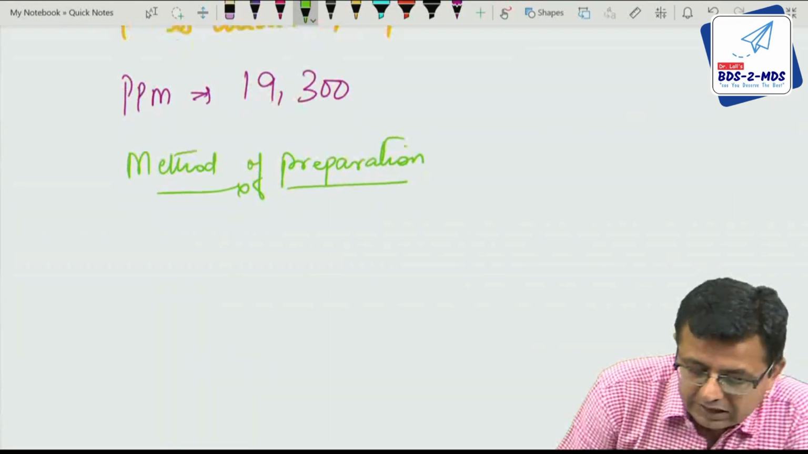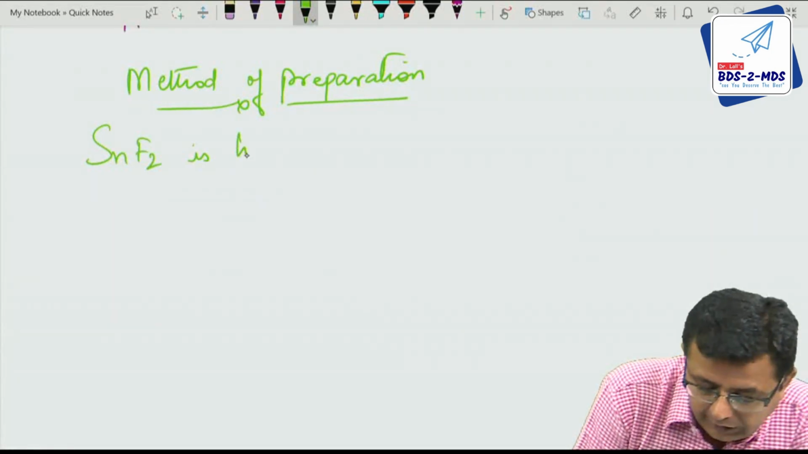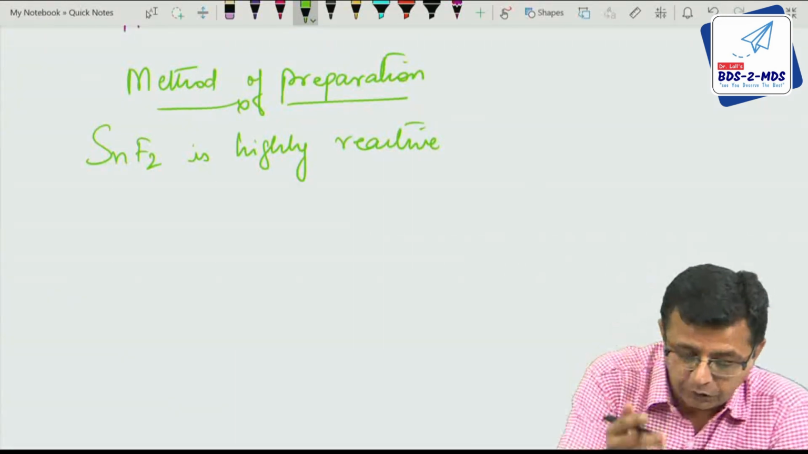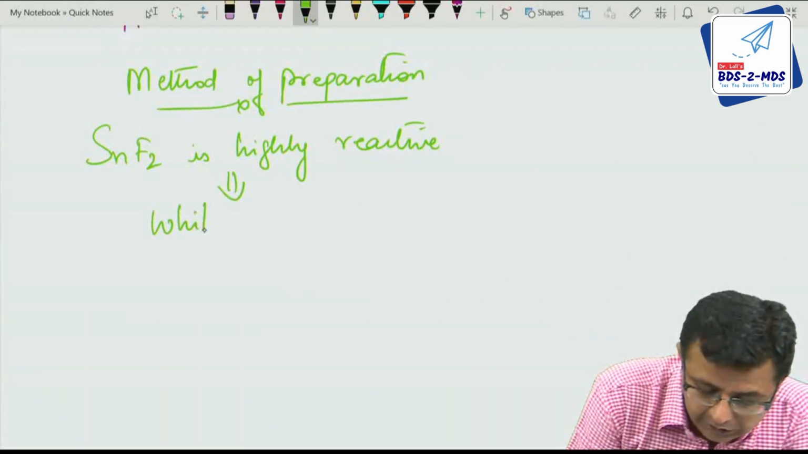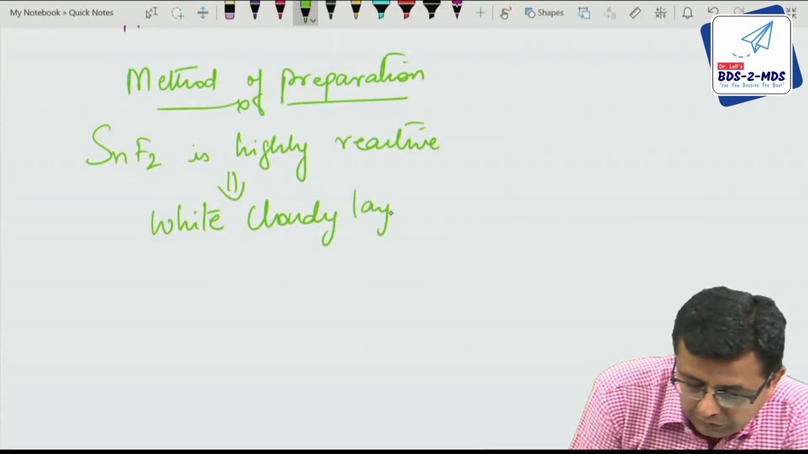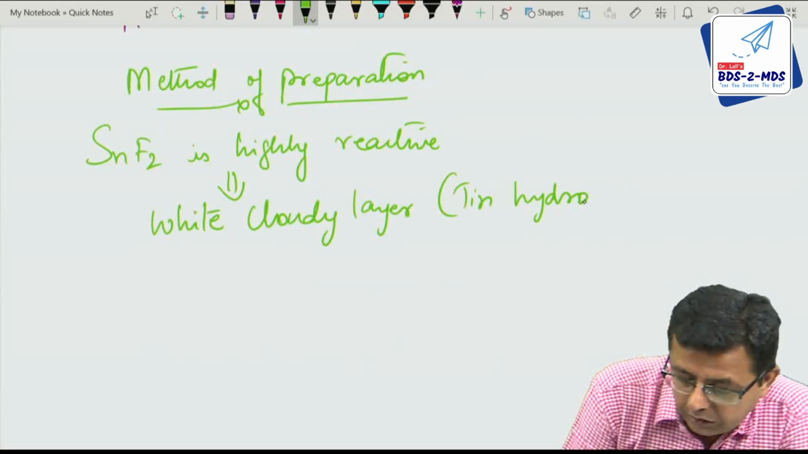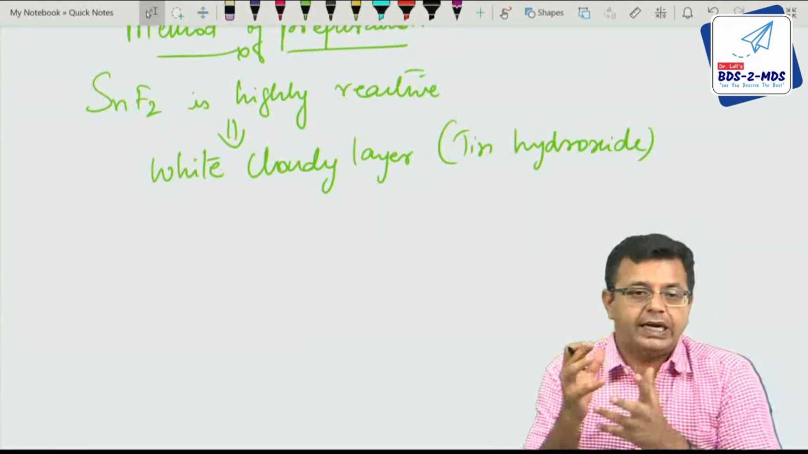Please remember, stannous fluoride is highly reactive to the environment. So when it gets exposed, it forms a white cloudy layer that contains tin hydroxide. So the white cloudy layer is nothing but tin hydroxide. So it is highly reactive.